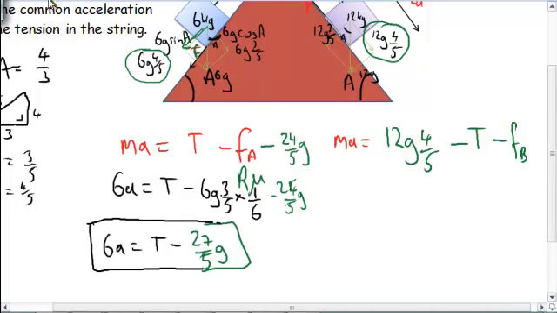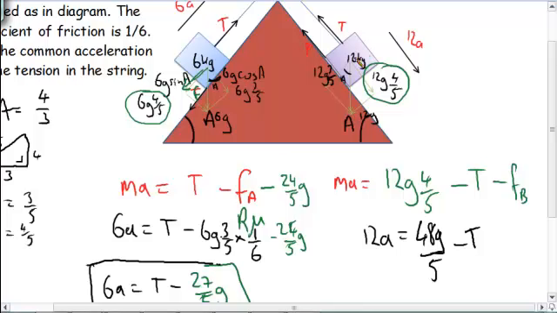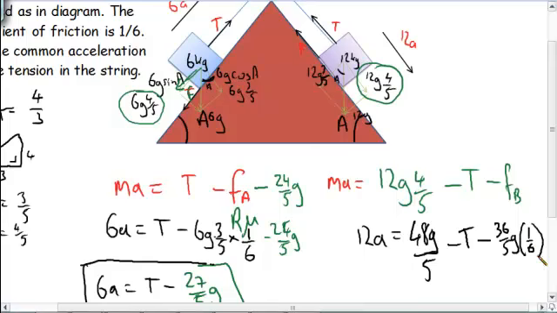So mass in this case we know is 12, so 12A is equal to 12 times 4, might as well put it in, 48G over 5, minus tension, which we don't know, minus the frictional force of B. Again, we know the force component into the plane is this here, 12 times 3 over 5G. So this would be minus 12 times 3 is 36 over 5G, multiplied by the coefficient of static friction, which is 1 over 6.